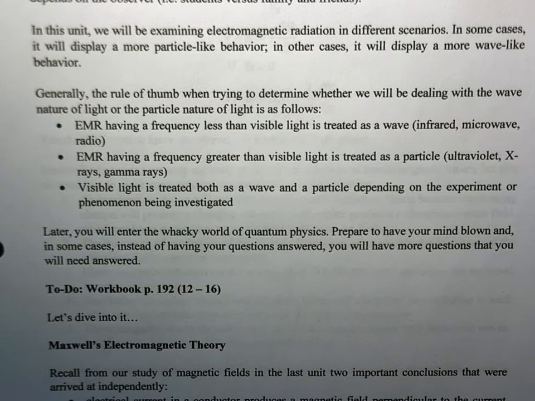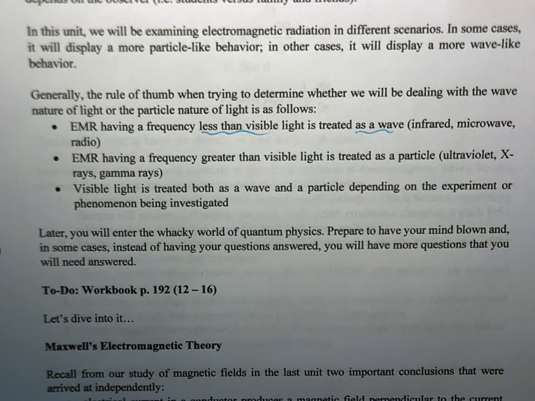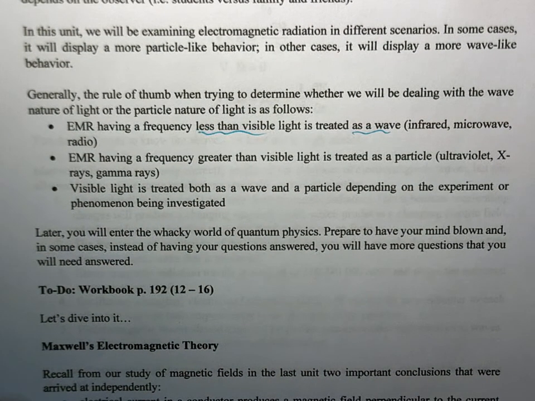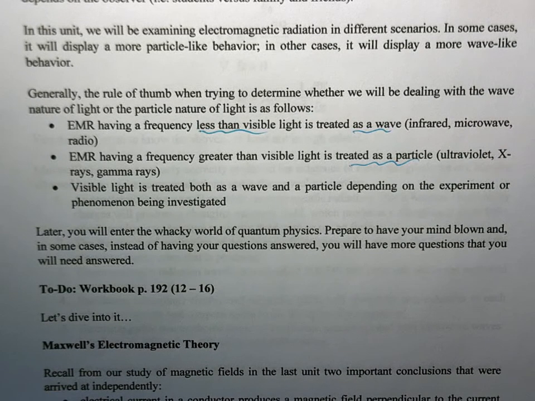The rule of thumb that we have, and it's not a hard and fast rule, but generally what we're going to be doing in the course, is if the frequency of your EMR is less than that of visible light, we're going to treat it like a wave. If it happens to have frequency that's greater than visible light, then we're going to treat it like a particle. And then visible light itself, that's going to get to play the best of both worlds. We're going to treat it like a wave, or we're going to treat it like a particle.